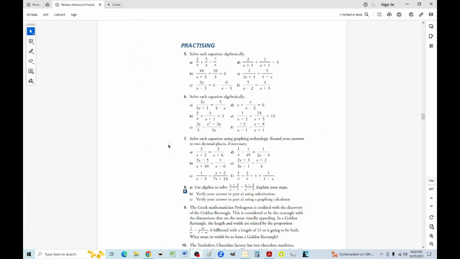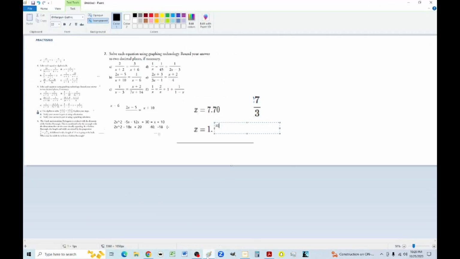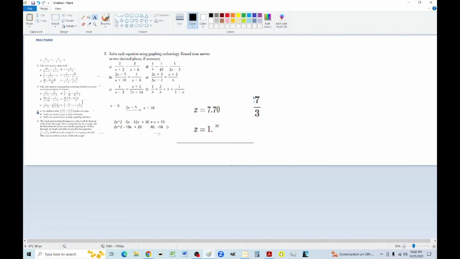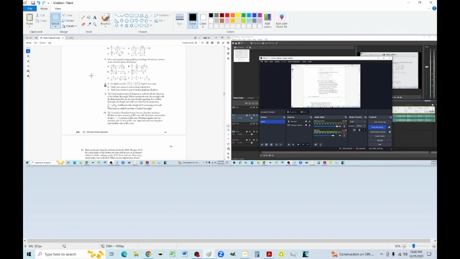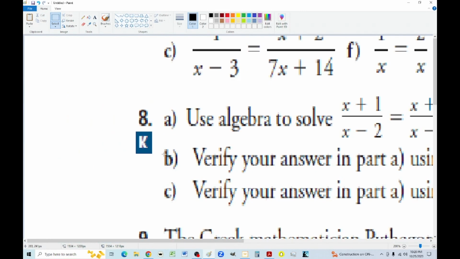Okay, almost done. So now we've got 8. Now 8, verify, use algebra to solve. I don't know why they give 8 as separate. It's pretty much the same question. So we'll copy 8, 9, and 10, like that. I'll go crop.